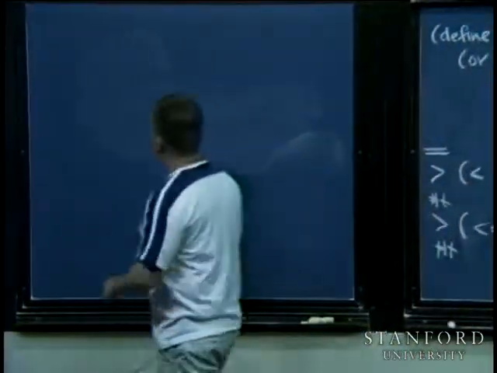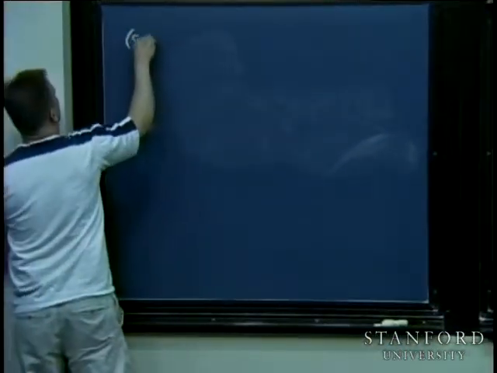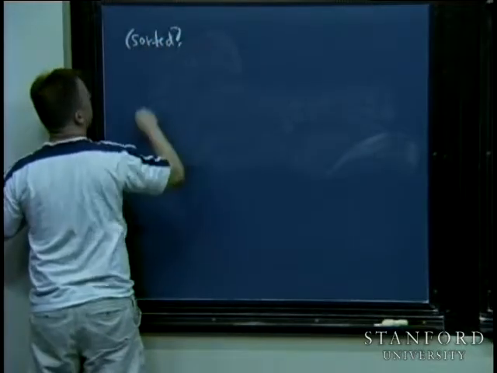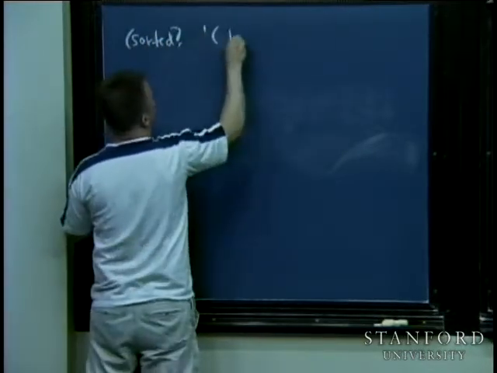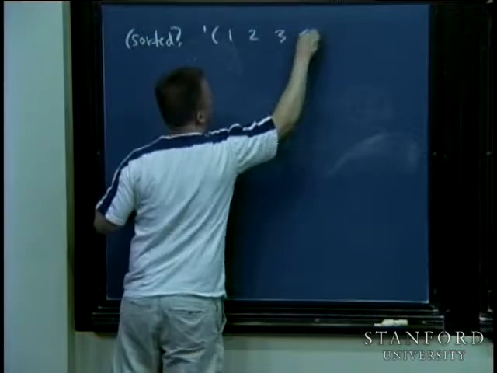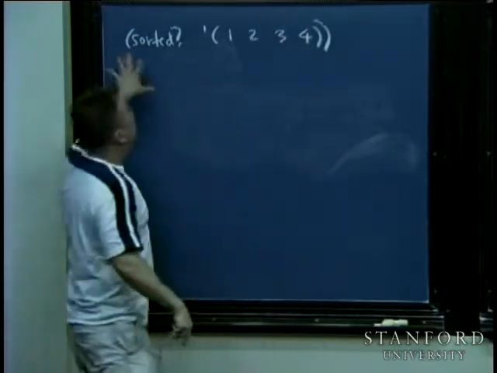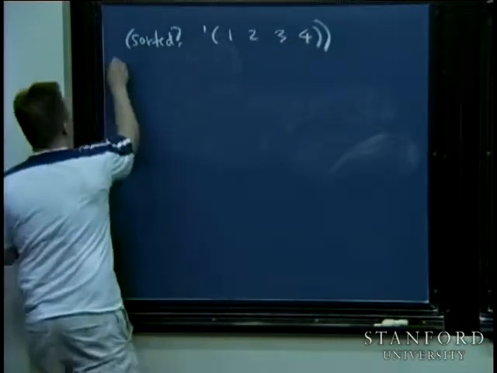At the moment, sorted question mark of the list 1, 2, 3, 4 just works according to that recipe and comes back with a true.